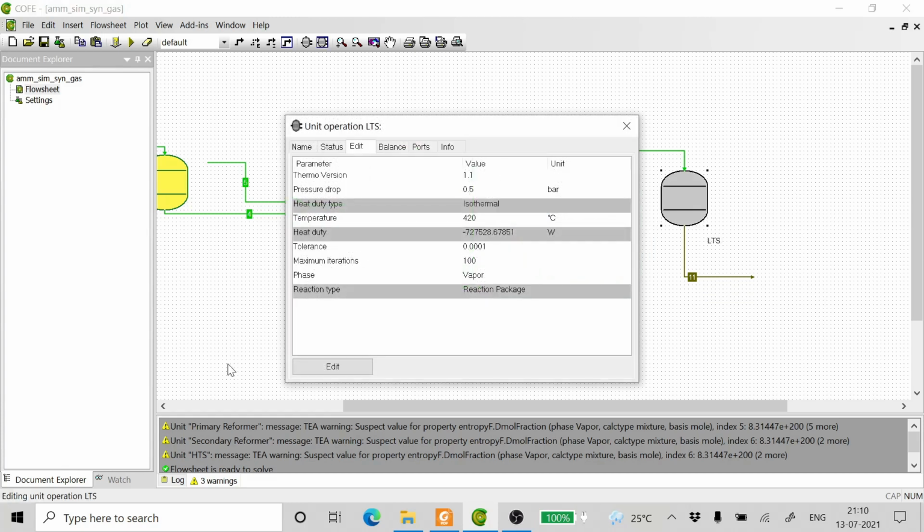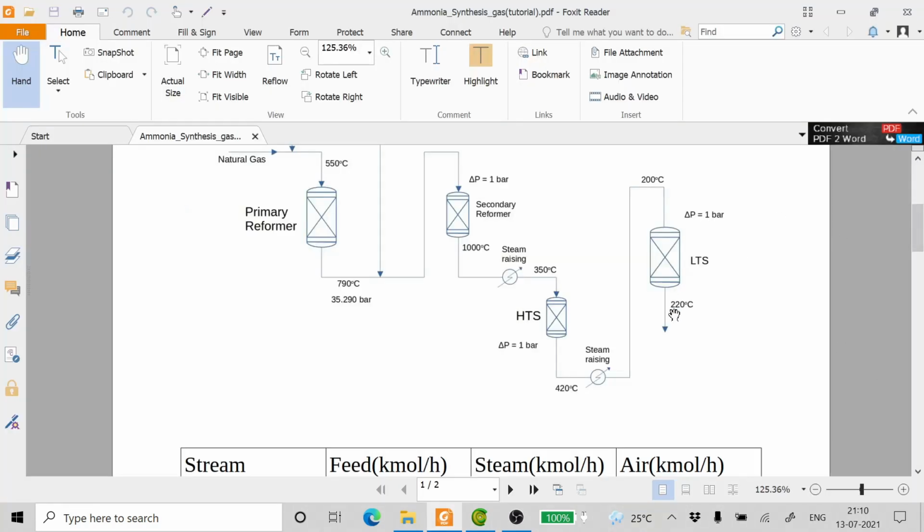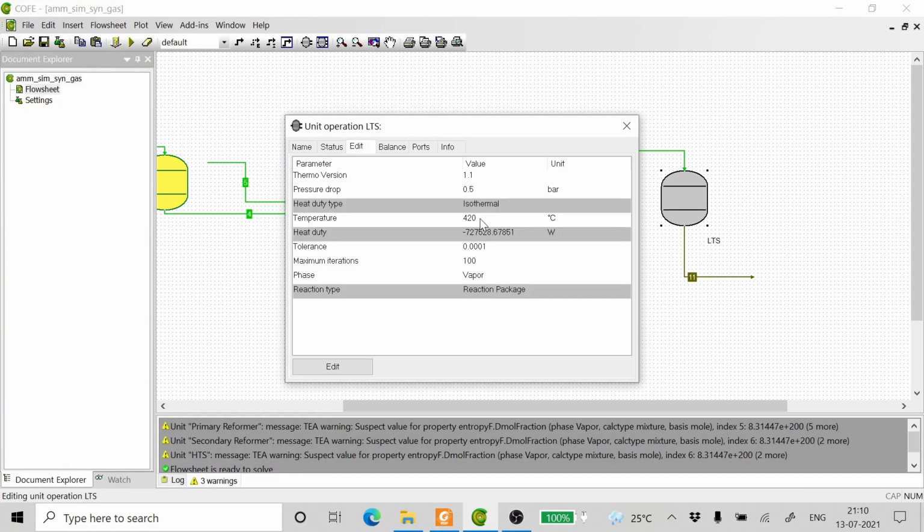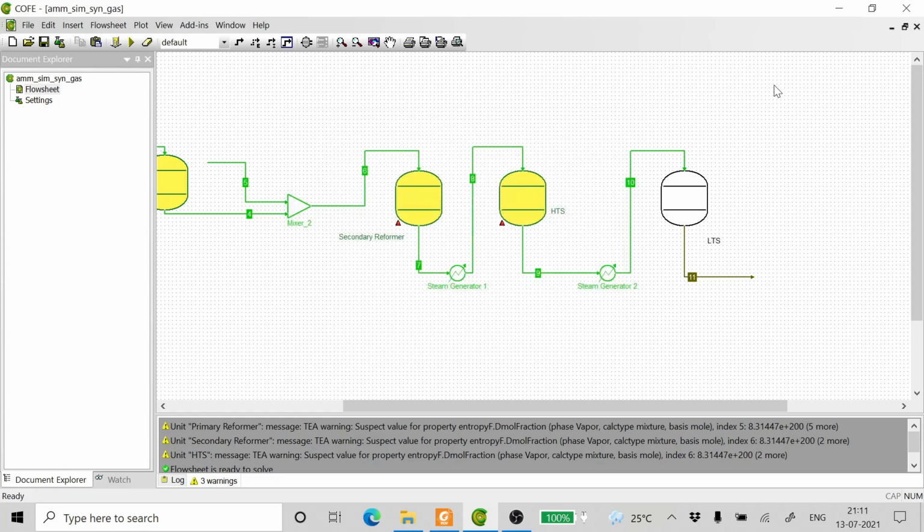Now we double click on this reactor and we do the isothermal simulation of this reactor at 220 degrees Celsius. So we enter the temperature as 220 and the rest remains as it is and we run it.